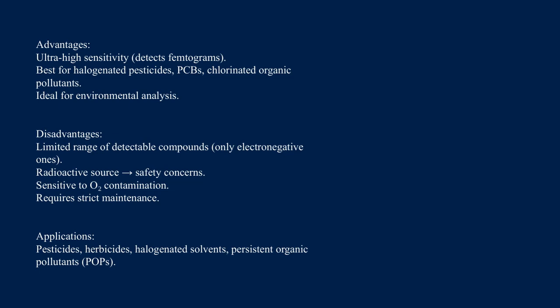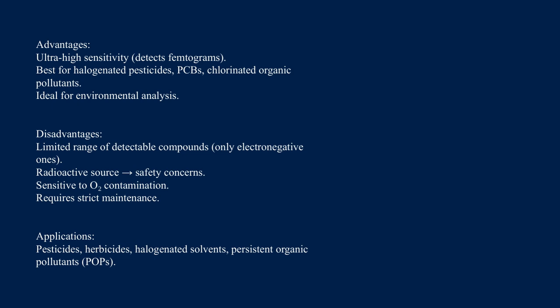Let's take a look at some of the key advantages of this detection method. One of the biggest strengths is its ultra-high sensitivity, meaning it can detect incredibly tiny amounts, down to femtograms. This makes it especially effective for identifying trace levels of certain pollutants. It's particularly well-suited for halogenated pesticides, PCBs, and chlorinated organic pollutants, which are common concerns in environmental analysis. So, if you're working on monitoring environmental contamination, this technique offers precise and reliable results.